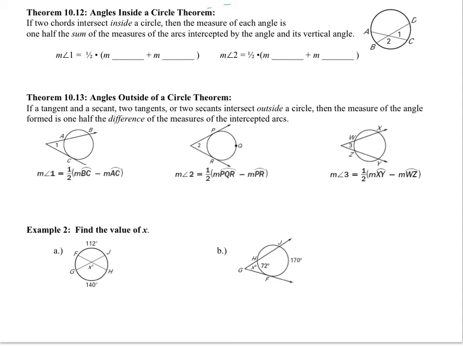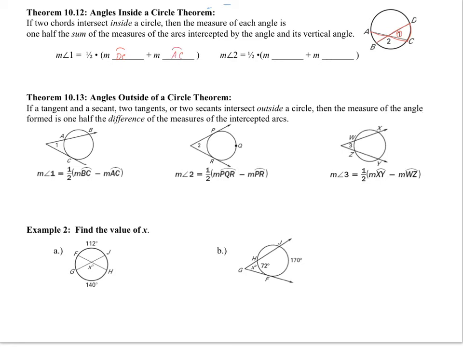Theorem 10.12. Angles inside a circle theorem. If two chords intersect inside a circle, such as BD and AC, then the measure of each angle is 1/2 the sum of the measures of the arcs intercepted by the angle and its vertical angle. So what do I mean by this? If we take a look at measure angle 1, according to this theorem, to find the measure of angle 1, it will be equal to half times the sum of measure arc DC plus measure arc AC.